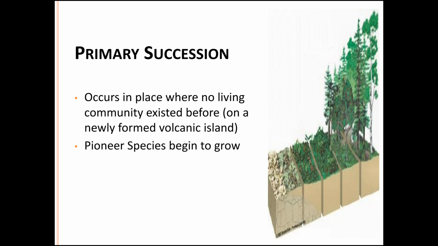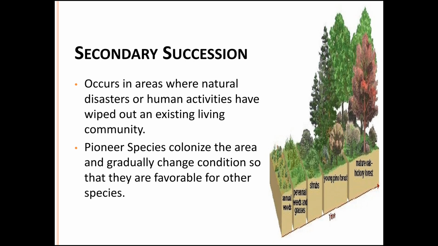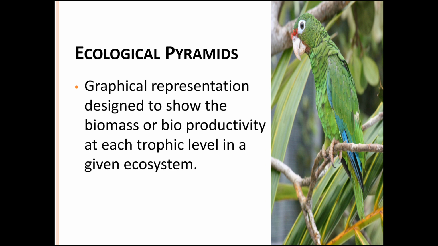Primary succession occurs in places where no living community existed before, such as a newly formed volcanic island. Pioneer species begin to grow. Secondary succession occurs in areas where natural disaster or human activities have wiped out an existing living community. Pioneer species colonize the area and gradually change conditions so that they are favorable for other species.